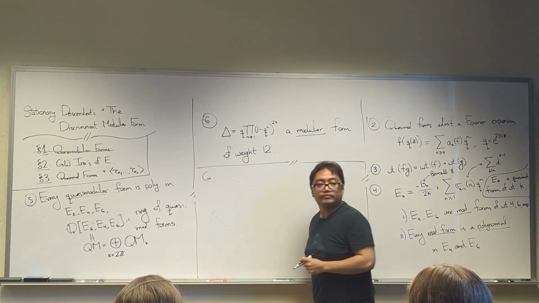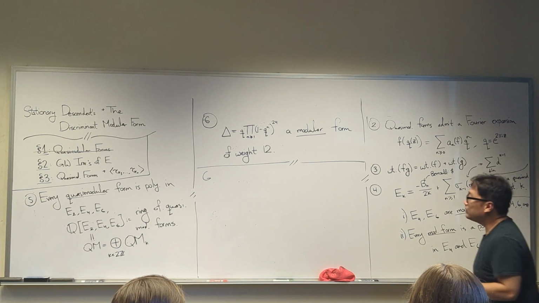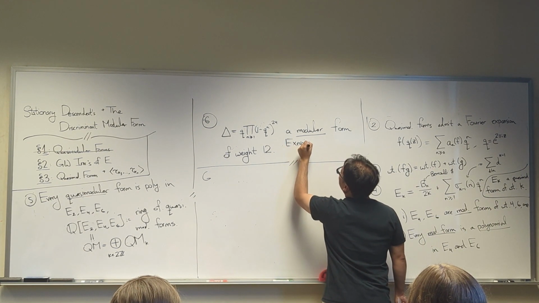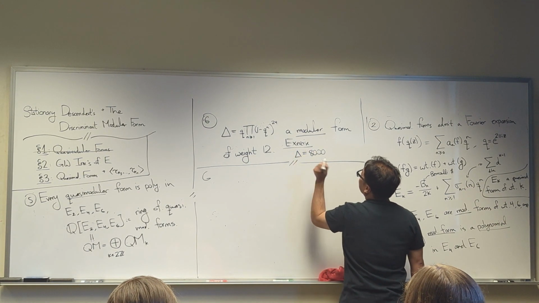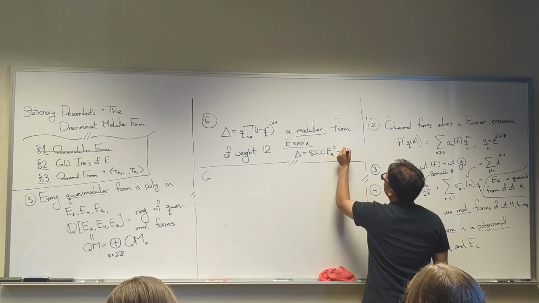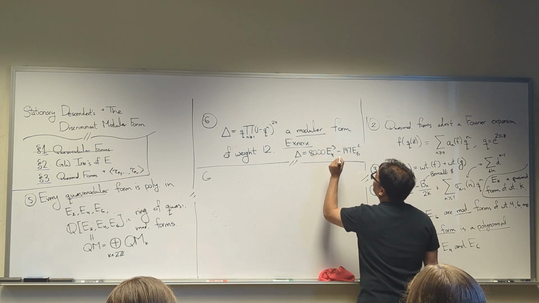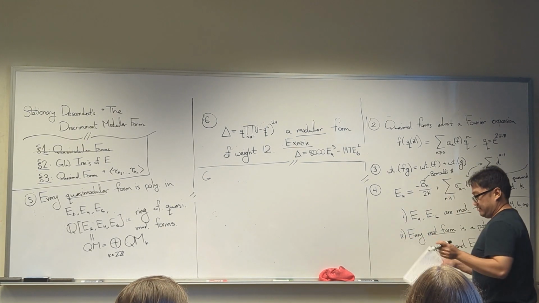Can I ask you a question? What is this delta in terms of E4 and E6? Wonderful question. Exercise: show that delta is 8,000 E4 cubed minus 147 E6 squared. I'll assign that for homework. 247, is that right? Yes.